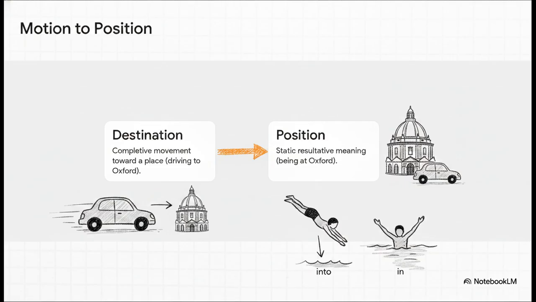When we introduce kinematic application, we're looking at what linguists call telic movement, which is basically movement that has a clear, defined endpoint. The grammar of English demands a really strict logical sequence here. The dynamic path logically precedes the static location. So when you have a completive movement toward a place, you use to, like driving to Oxford. This action then culminates in what we call a resultative state. Because you dynamically moved to Oxford, your resultative position is now statically at Oxford.